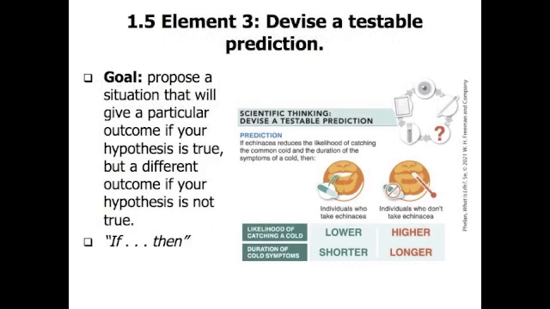Moving on, not all hypotheses are created equal. A useful hypothesis helps us make predictions about novel situations, and it guides us to knowledge about new situations. When we devise a testable prediction from a hypothesis, our goal is to propose a situation that will give a particular outcome if our hypothesis is true, but will give a different outcome if our hypothesis is not true.